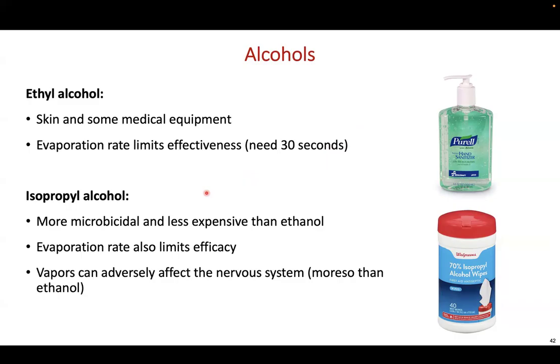Compared to isopropanol, which is isopropyl alcohol, they are more microbicidal and less expensive than ethanol. The evaporation rate also limits the efficacy compared to the same alcohol, and the vapor can adversely affect the nervous system. So you shouldn't abuse this, because you end up inhaling it and you affect yourself too. It's mostly common as wet wipes, as you can see from here.